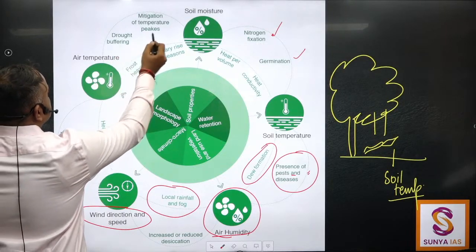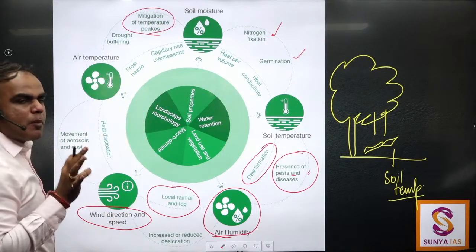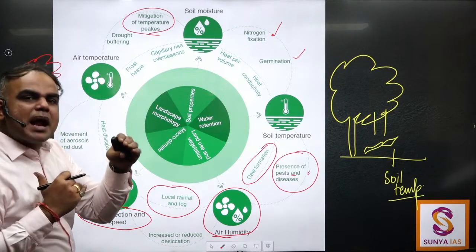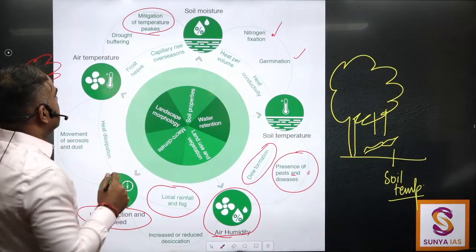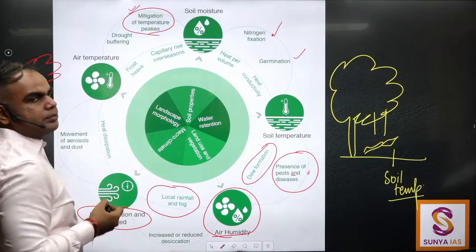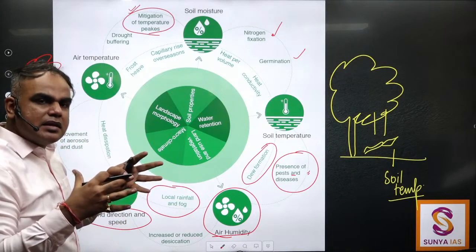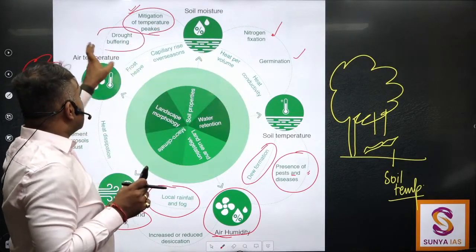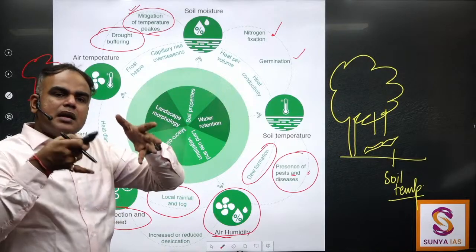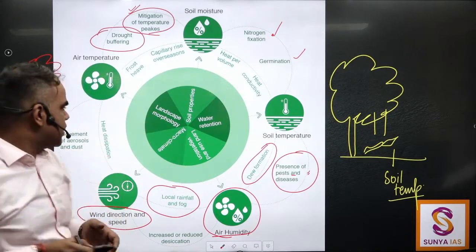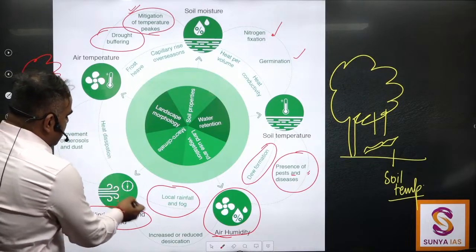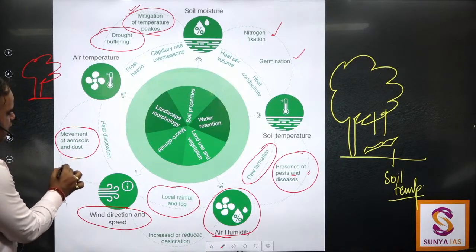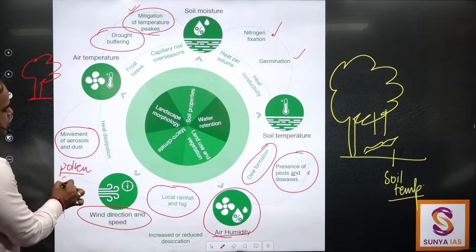so if you have proper forest available, in these regions there will be a moderating impact, the temperatures won't be too high. Mitigation of temperature peaks can happen. If we have abundant forest available, number one, soil moisture and soil temperature will be fine, plus there will be drought buffering also, there will be consistent precipitation in the areas. And when you link it with wind direction, even the movement of dust, aerosol, and even I can add pollens, seeds, that is also going to be impacted here.